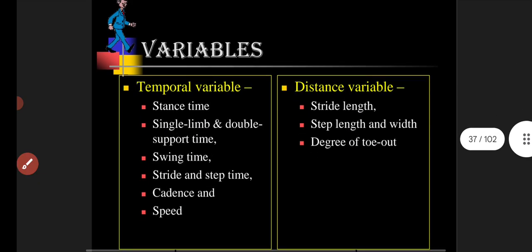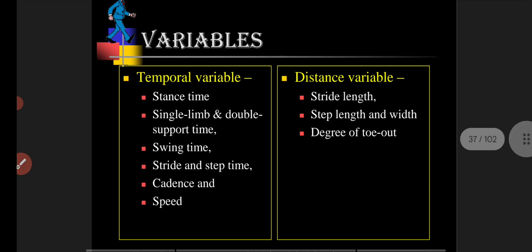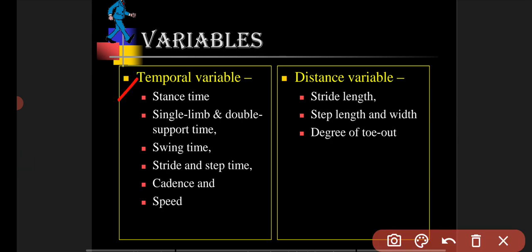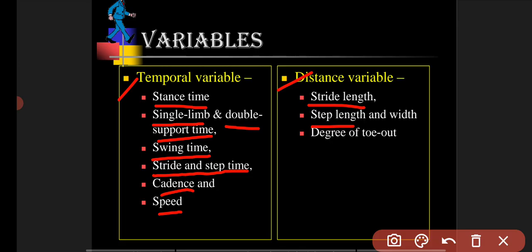Next are the variables, that is temporal or time variables and distance variables. Under temporal variables come the stance time, single limb and double support time, swing time, stride and step time, cadence and speed. In the distance variables: stride length, step length, step width and degree of toe out.